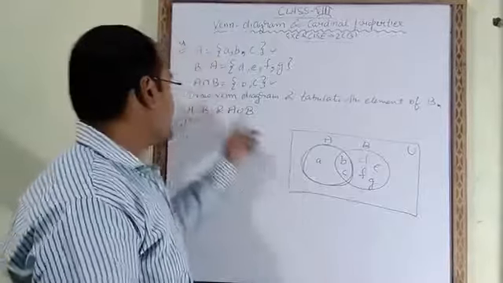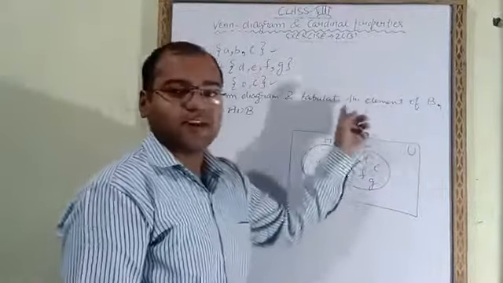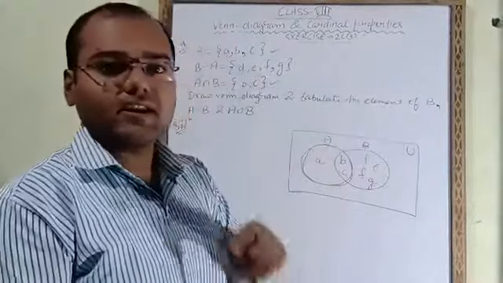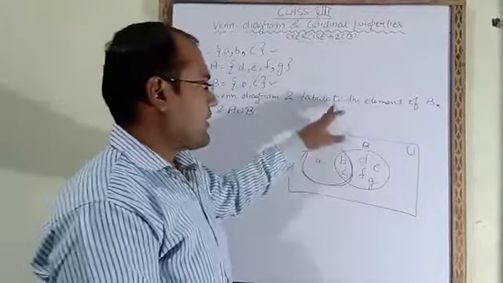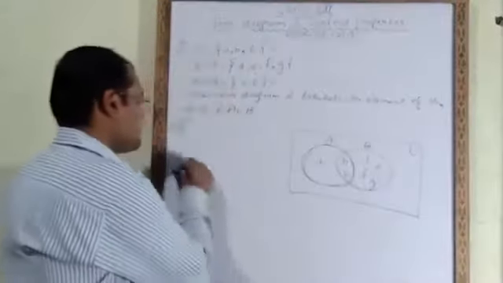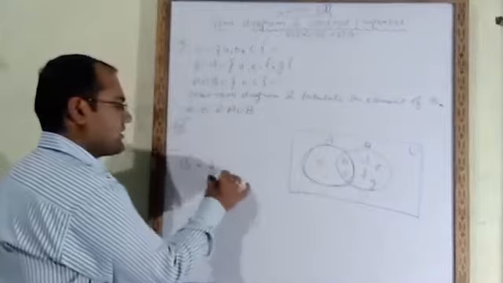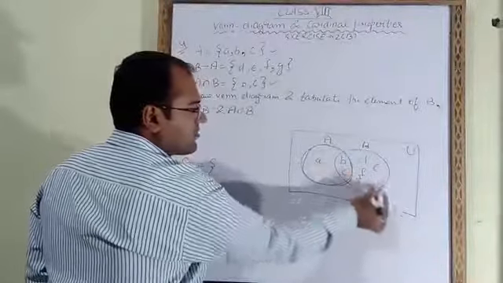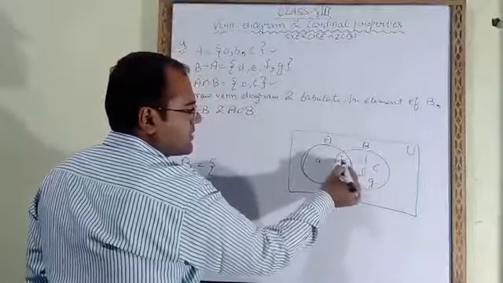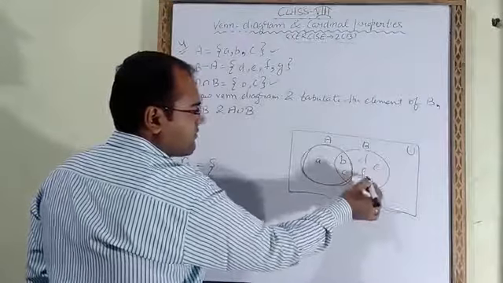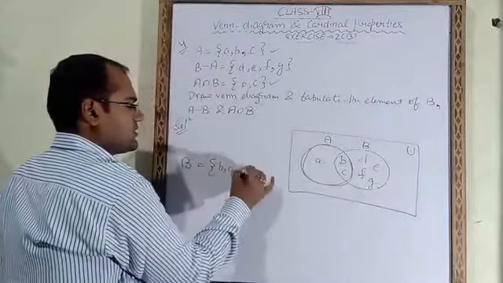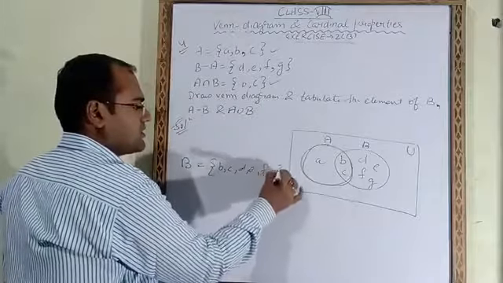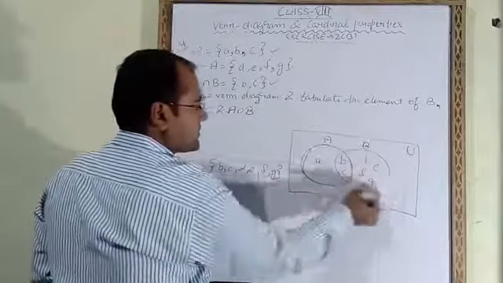Now what is it? Tabulate the elements. Tabulate means we have to write in tabular form. Tabulate the elements of B. So B elements we have to write in tabular form. This is the circle of B. So which elements are coming here? B, C, D, E, F and G. These elements are coming in the B circle.